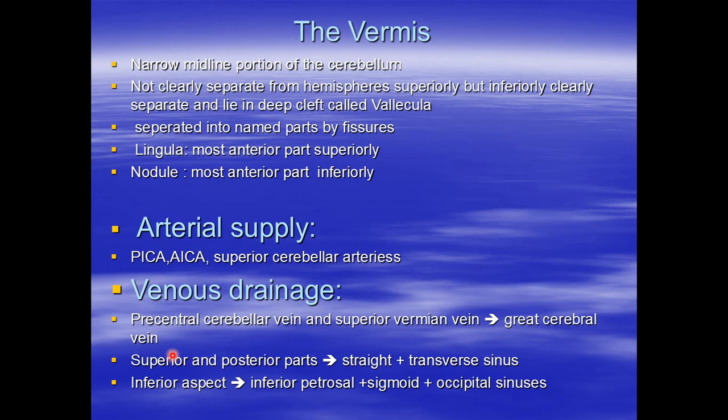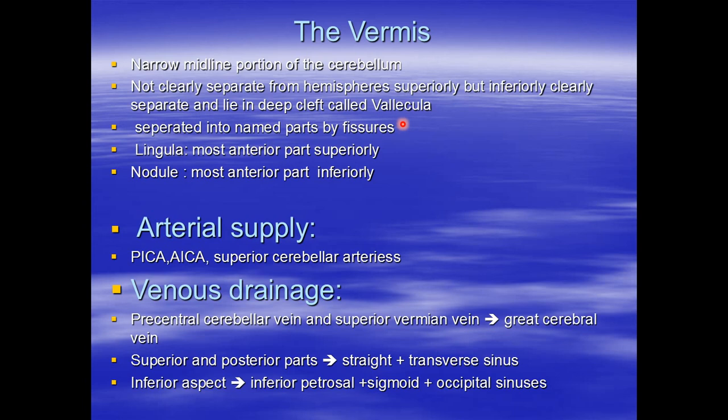The vermis is a part of the cerebellum. It's a midline, narrow part, not clearly separated from the hemispheres superiorly, but inferiorly it is separated and lies in a deep cleft. The cleft is called the vallecula. It is separated into named parts by fissures, which separate the vermis into parts.